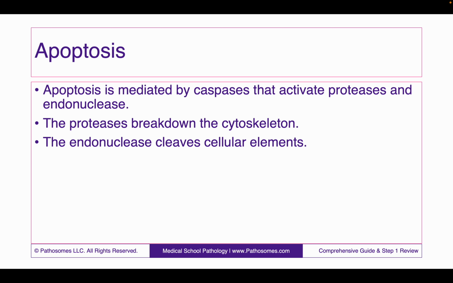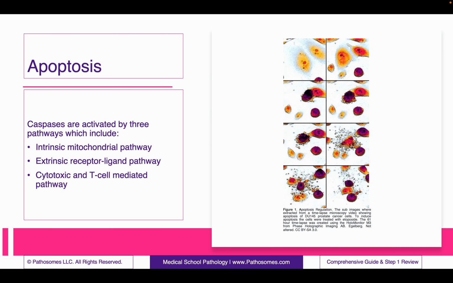Apoptosis is mediated by caspases that activate proteases and endonucleases, basically to cut up cellular membranes and cellular structures. Specifically, the proteases break down the cytoskeleton, while the endonuclease cleaves cellular elements. Caspases are activated by 3 pathways that you must know. Those are the intrinsic mitochondrial pathway, the extrinsic receptor-ligand pathway, and the cytotoxic CD8 positive T-cell mediated pathway. Intrinsic, extrinsic, cytotoxic T-cell mediated.